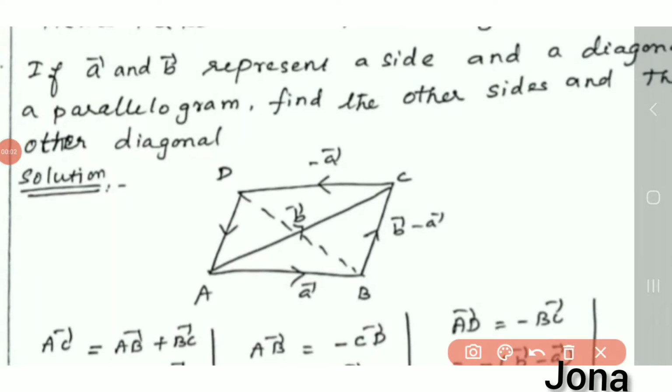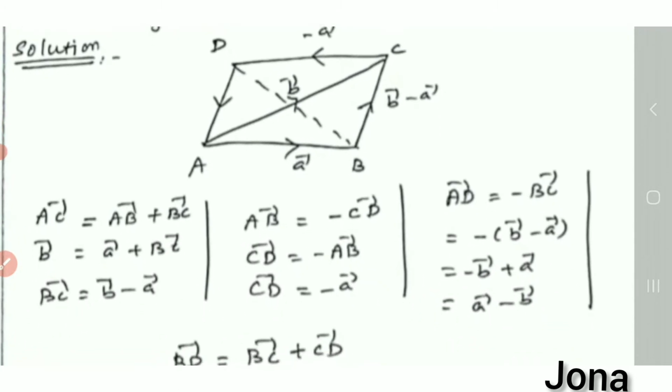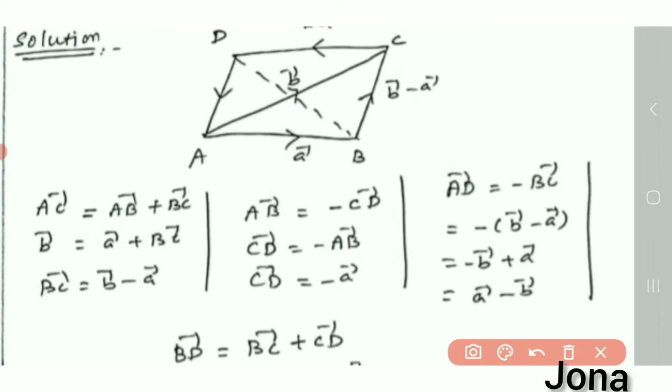Seventh problem. If A and B represent the side and diagonal of a parallelogram, find the other sides and the other diagonal. Here PQ or A and B are the side of the parallelogram. Let the parallelogram be ABCD. So this is the parallelogram, and vector A is the side, and vector B is the diagonal AC. Here it's given one side and one diagonal of the parallelogram. We want to find the other sides and the other diagonal.